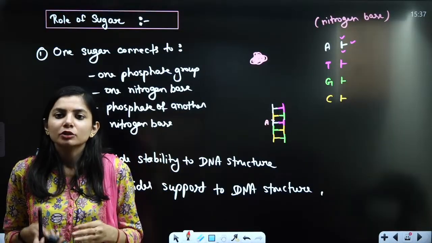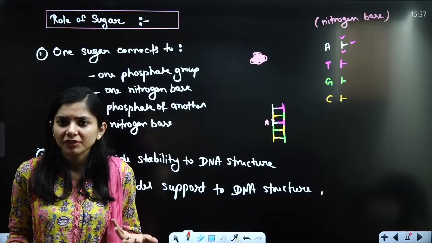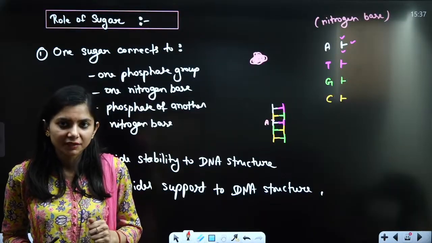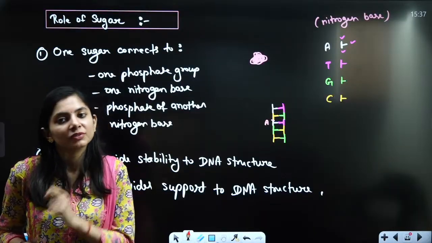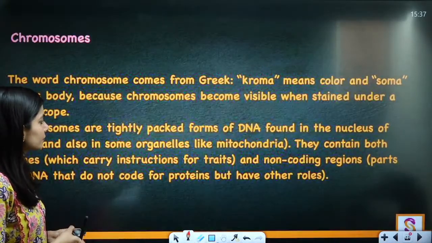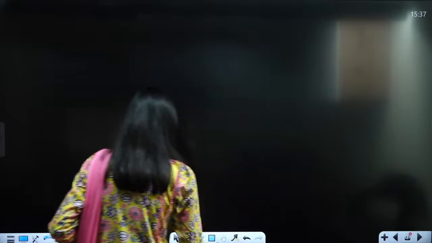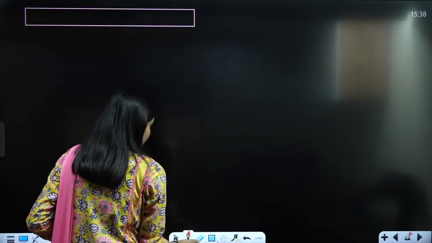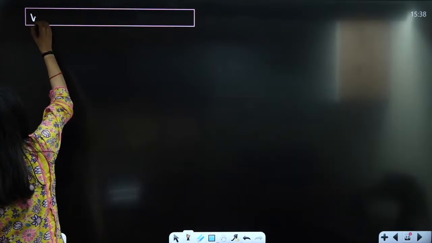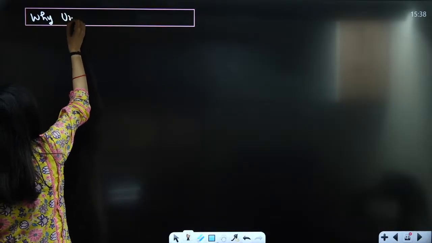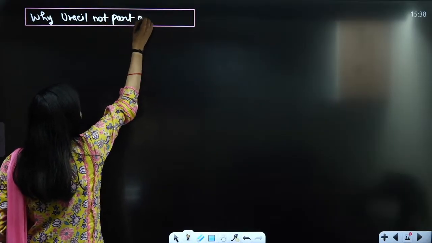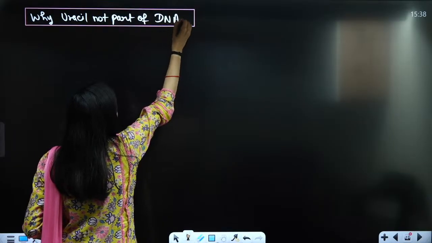Okay. Now, we said that there are 5 nitrogen bases, but for the creation of DNA we require only 4. So we seem to be doing some sort of discrimination with uracil, but this is not the case. There are certain reasons, certain justifications, why uracil is not part of DNA. Let's try to understand. Why is uracil not part of DNA? Okay, so this is what we have to do.